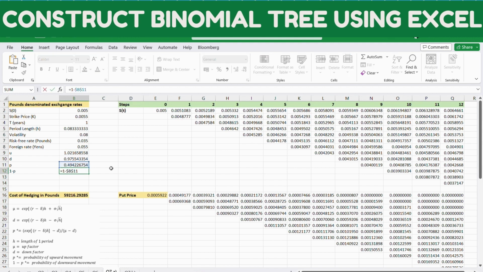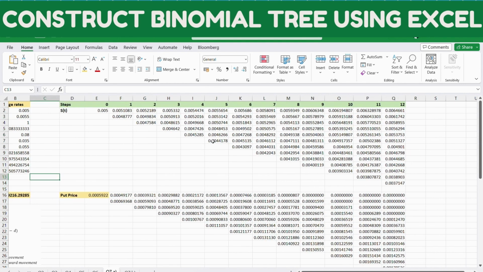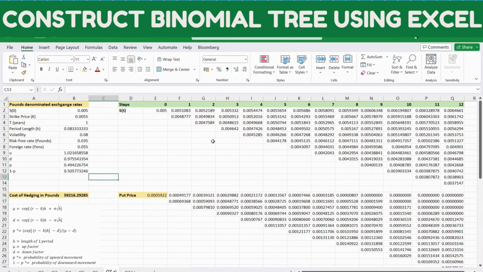Then we set up the binomial tree structure by creating columns for each time step and calculate the prices at each node of the binomial tree using the up and down factor, where the price at each upward node equals S0 times up factor, and the price at each downward node equals S0 times down factor. And then we fill the formulas to the right until the 12th period. So we are able to observe the exchange rate at maturity.